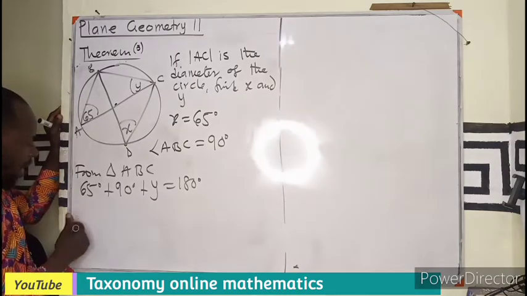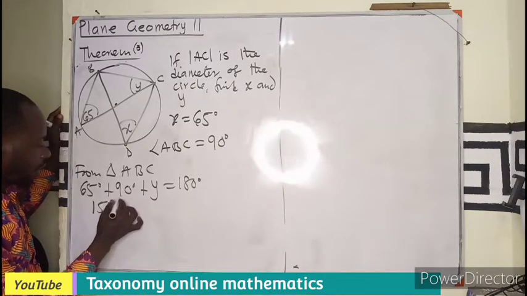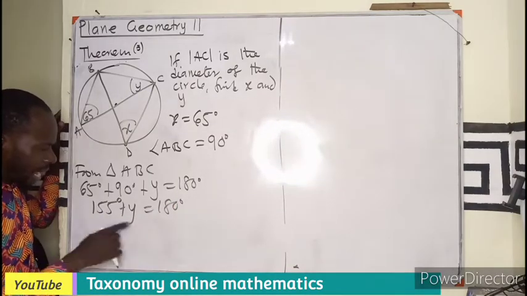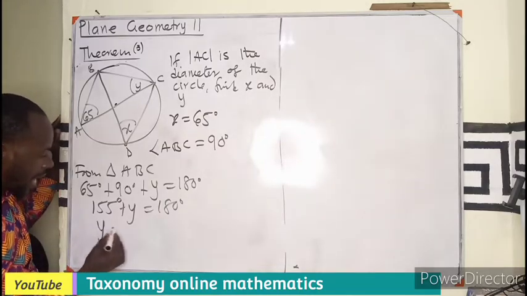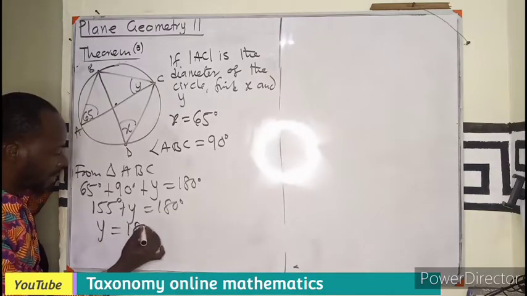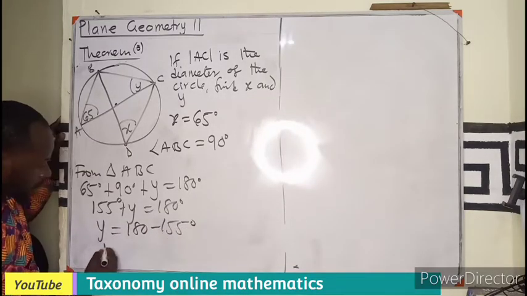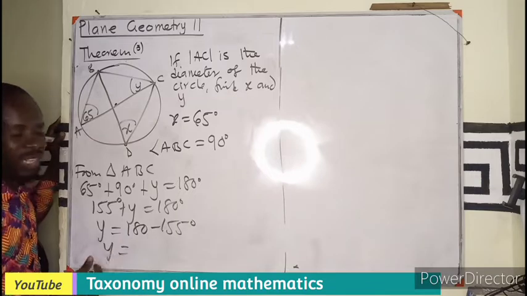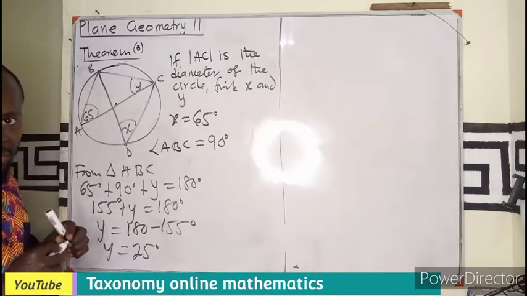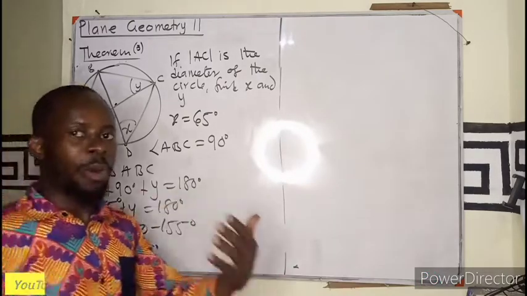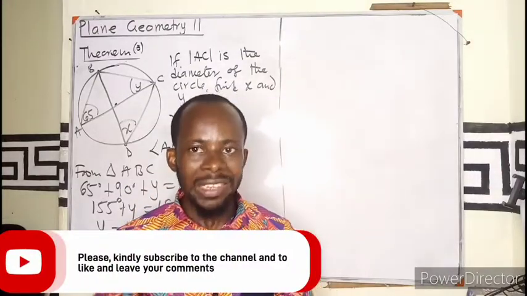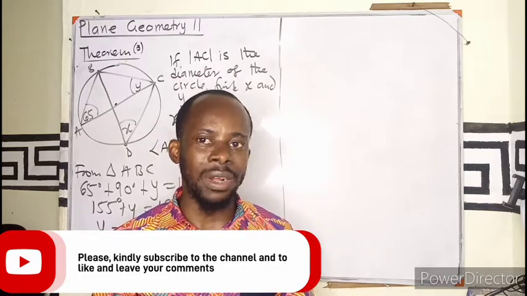Good. This will give us 155 degrees plus y equals 180. By grouping like terms, we can have our y equals 180 minus what? 155. So 180 minus 155 degrees. So y is going to be 25. So this is going to be 25 degrees. So if you know the theorem or the property, just by quoting them and equating them, you can easily get answers to questions on circle theorem.